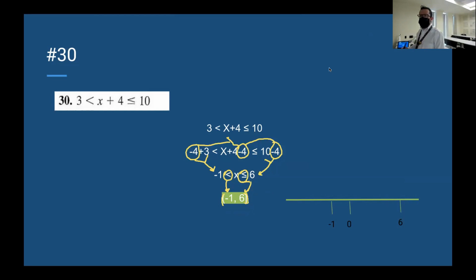And you also represented this in the number line, I think. Well, you put the values in the number line.